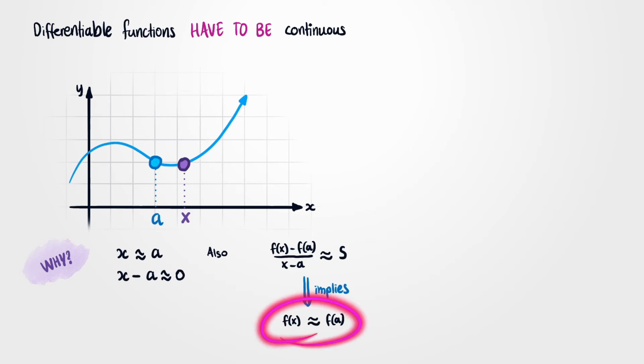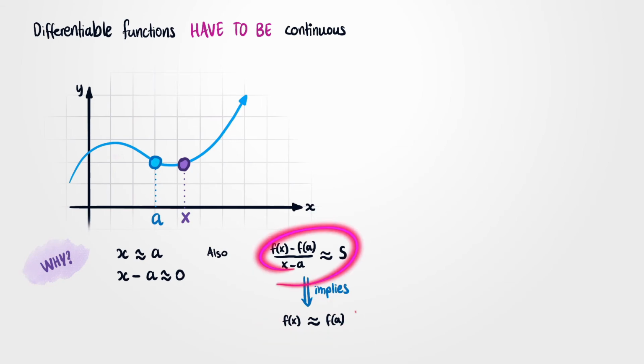Now if you look carefully at this, this is just the same thing as the definition of continuity. It's telling us that when x is approximately equal to a, then f of x is the same thing as f of a. Or if we look at this on the graph, when x and a are very close to each other, then their y coordinates are also going to be very close to each other. And this is just the same thing as continuity. Because this is the definition of differentiability, and this is the definition of continuity, we're saying that differentiability implies continuity.